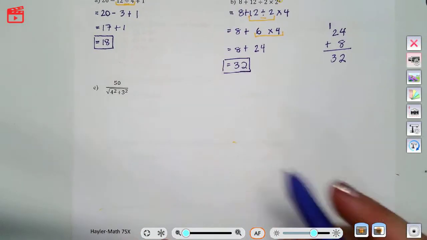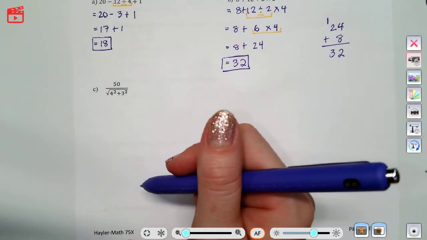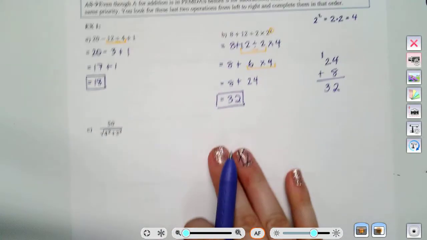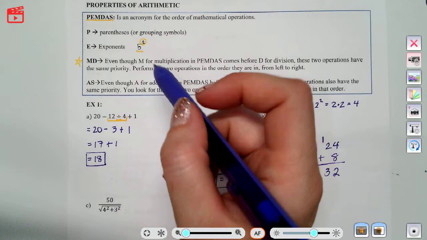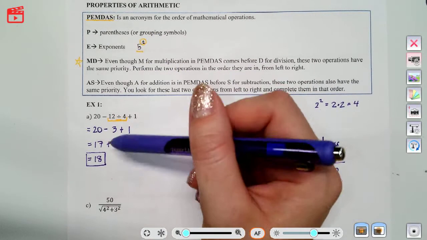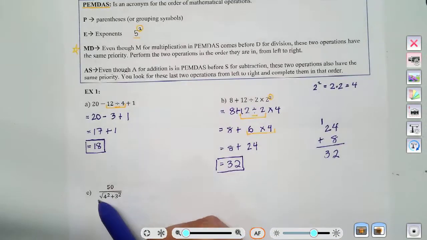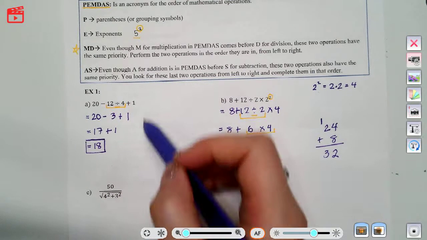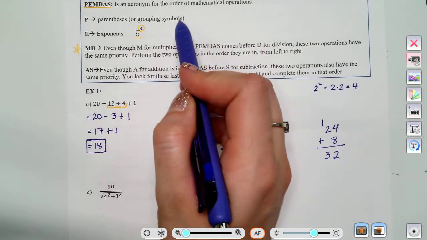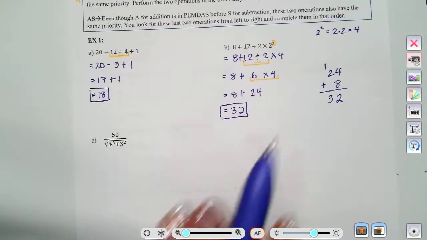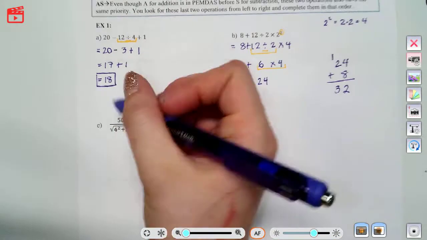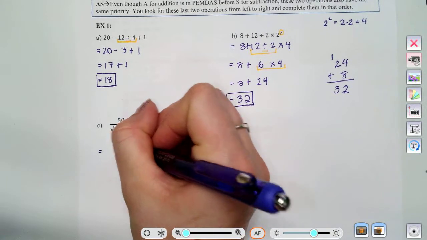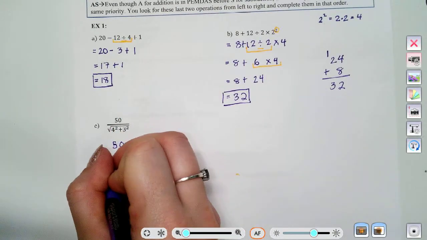Last one for this. All right, let's see. This one looks weird, huh? I don't see any parentheses, but I do see this weird square root symbol here. So the square root is counted as a grouping symbol. So that's the first thing we're going to do. We're going to take a look inside the square root symbol. Let me just rewrite this and see what's inside here.